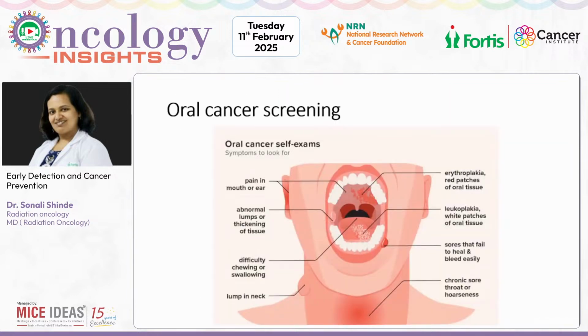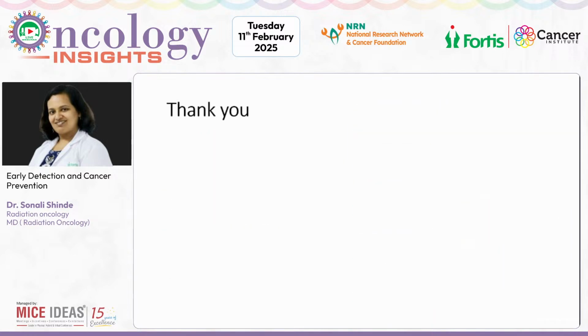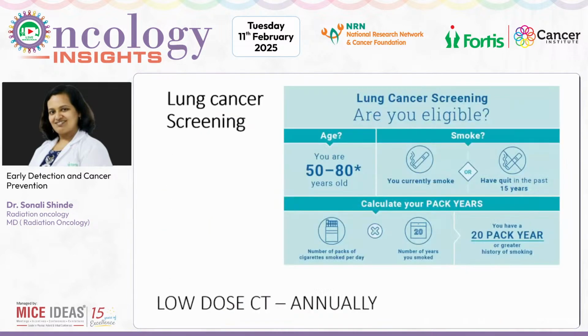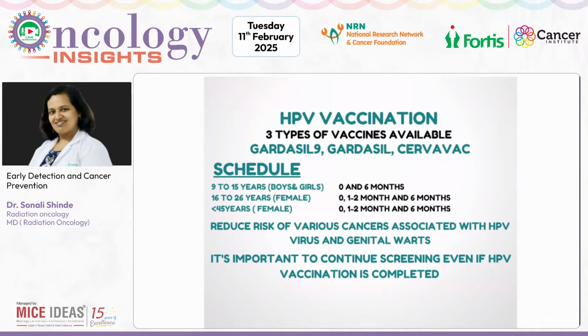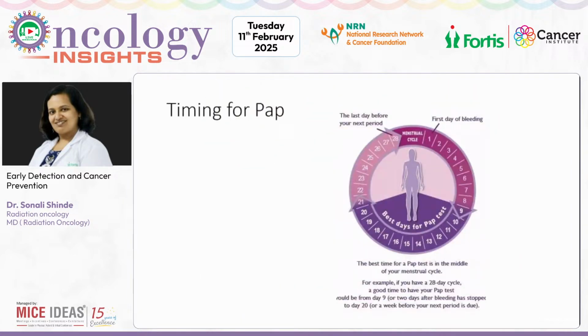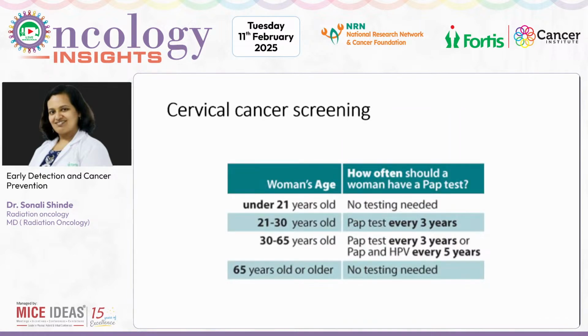So next, coming to cervical cancer screening. For women below the age of 21, there is no need of doing any screening modality. But from the age of 21 up to the age of 65, all women should undergo a pap smear, which has to be done every 3 years, and from the age of 30 to 65, women can undergo PAP and HPV co-testing every 5 years.